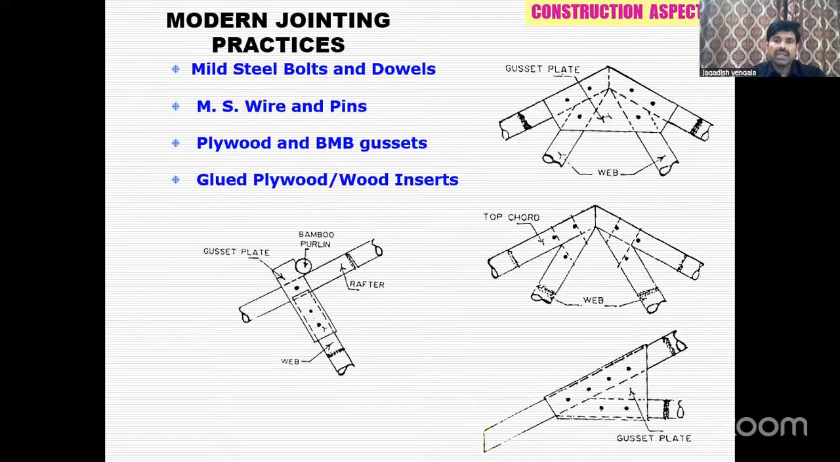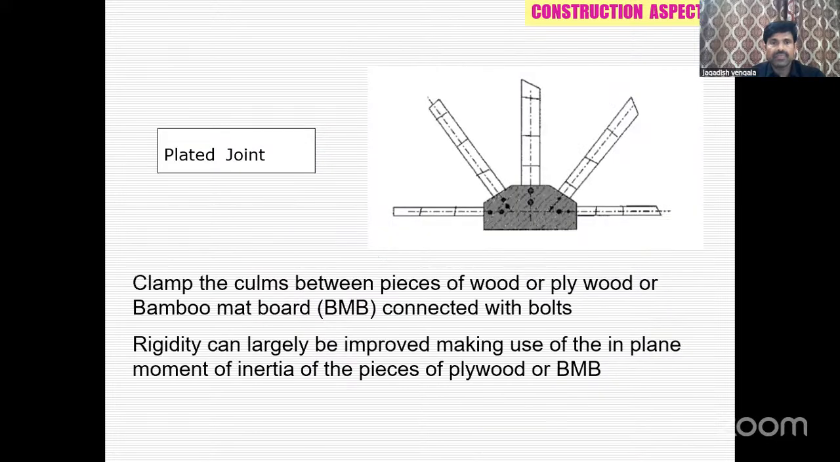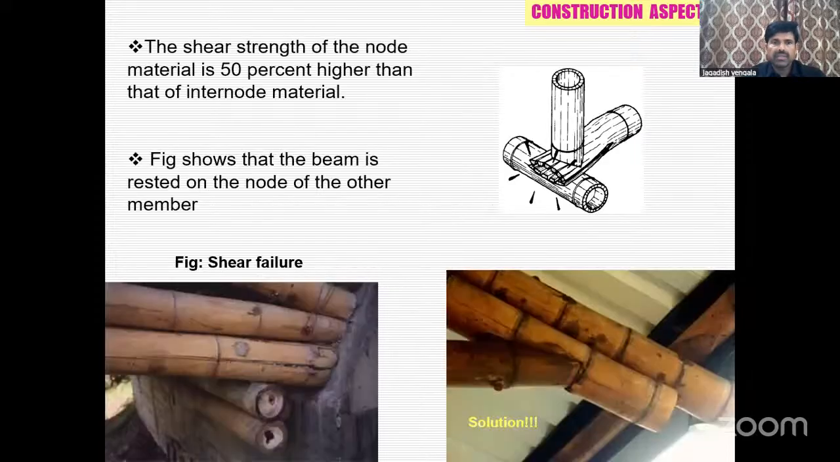There are studies conducted earlier. I'll mention these studies about the bolt diameter, the gusset plate thickness, and so on in coming slides. Clamping can be done, and the board can be connected by connecting a number of members.